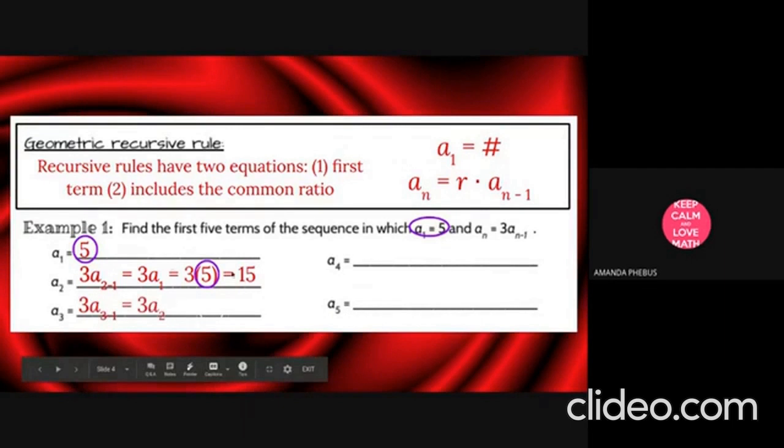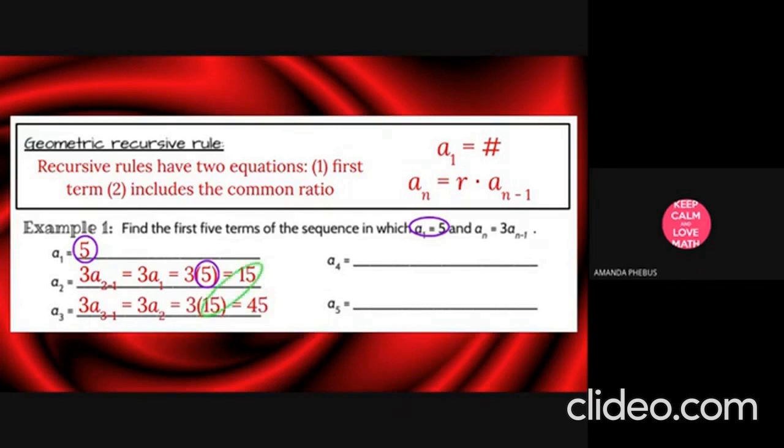Well, a sub 2 is that last number we found. A sub 2 equals 15. So 3 times 15 is 45. And yes, those 15s are the same 15s. You can use the number before, multiply by 3 to get the next number.